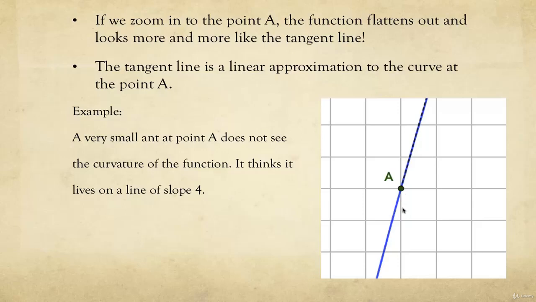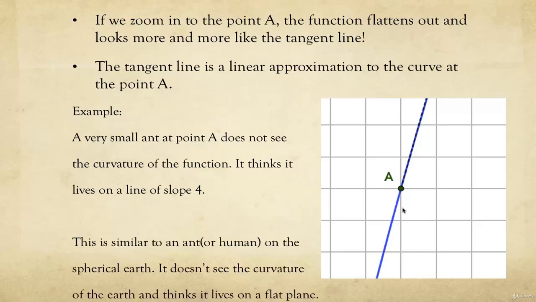So we think that the ant's being kind of silly, how could it not see the curve? Well, in fact, it turns out that we have made this same mistake. We at one point thought that the Earth was flat, because we don't see the curvature of the Earth because the Earth is so big. So it's a similar analogy.